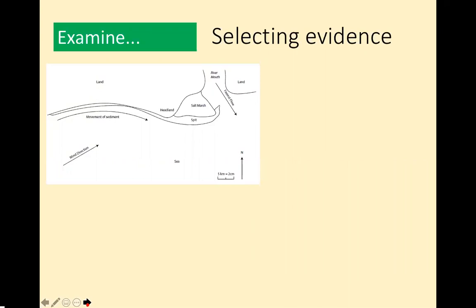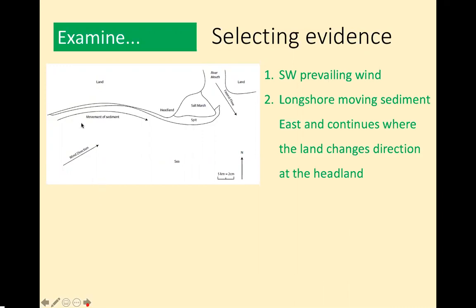Okay, so the 4 pieces of evidence are southwest prevailing wind, longshore drift moving sediment east and continuing where the land changes direction at the headland. That's kind of 2 bits of evidence knocked in together. Reach the headland. So the spit is 15 kilometers long, and the southeast flow of water from the river stops the spit from growing any longer.